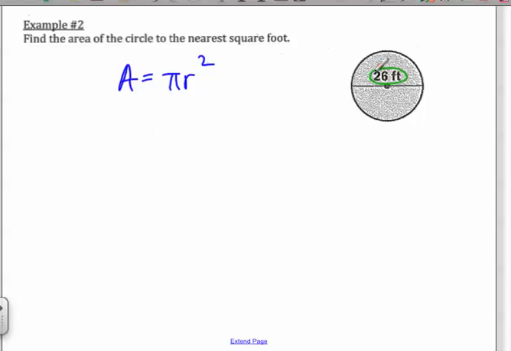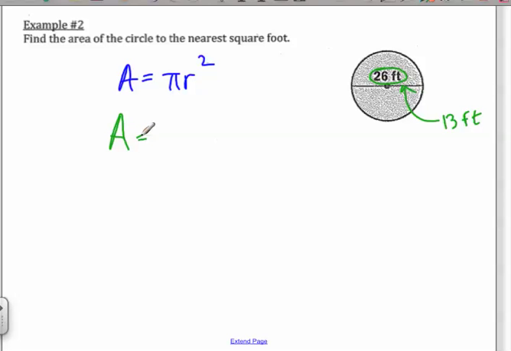So if 26 is the diameter of this circle, tell me and raise your hand, what's the radius? What's the length of the radius of this circle? Triga? 13. Okay? So the radius is 13. They're asking us to find the area. Okay? So let's fill in what we know. We don't know what the area is, so we'll just leave that variable there.